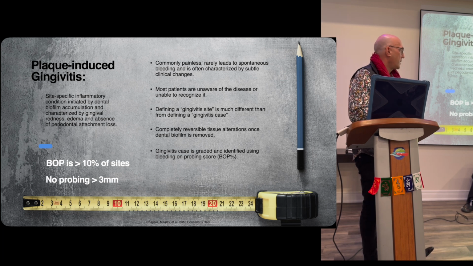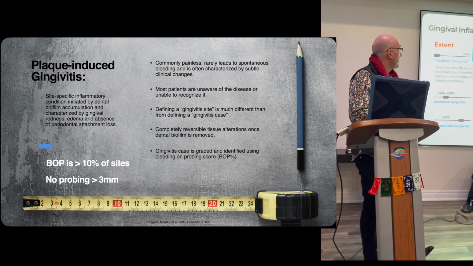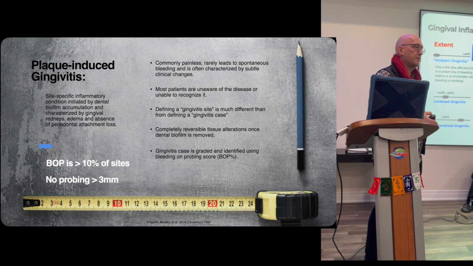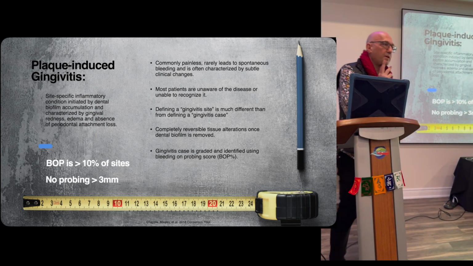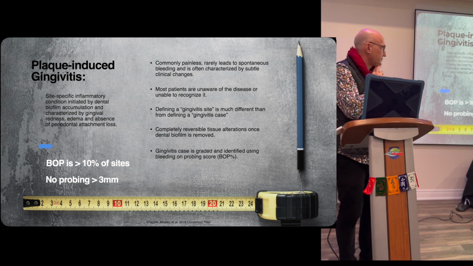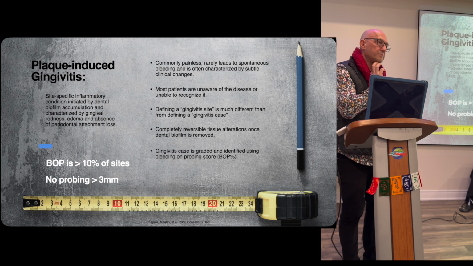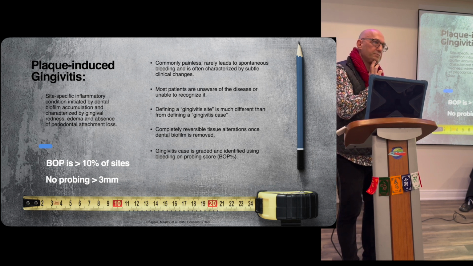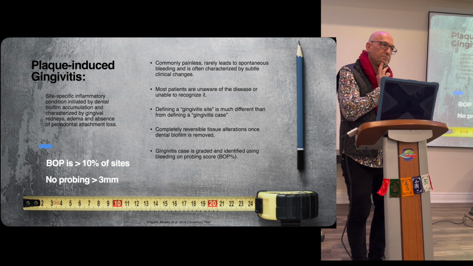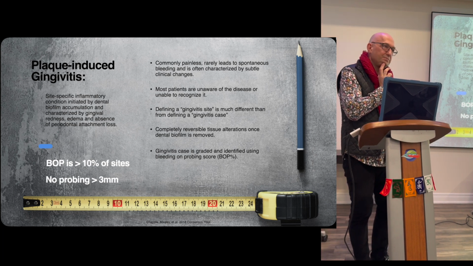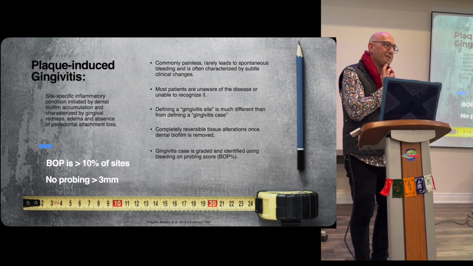We'll move on. I just had a little thought. When we talk about 10% of sites, the way that we do it is, let's say the patient has 28 teeth, you've got 168 sites. So if you want less than 10% bleeding, you can't have more than 16 bleeding sites. That's not very many.